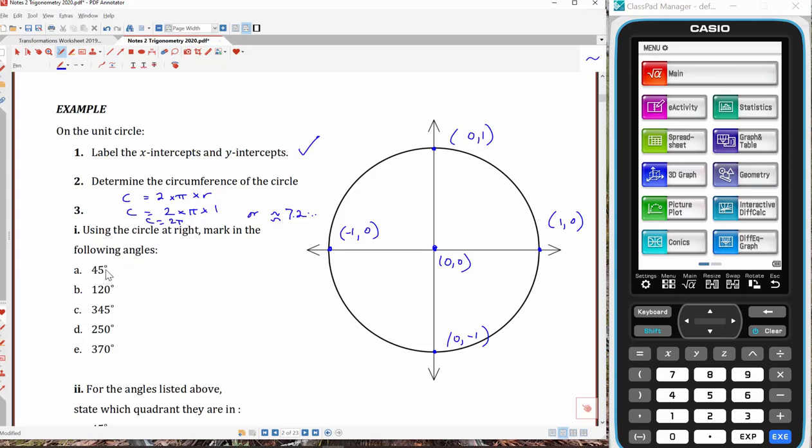Using the unit circle at right, mark in the following angles. So we want to mark in 45 degrees. Remember what I said, we consider the angle starting there. So if I was to mark in 45, my base of the angle starts there, and I would open up an angle. Now this would be opening up to 90 degrees, so it'd be half. So I reckon it's roughly to this point here. I'm not going to use a protractor or anything like that, but that would be a 45-degree angle.